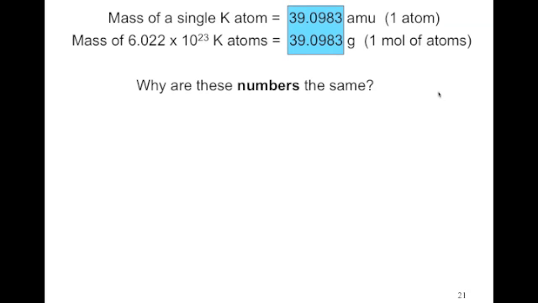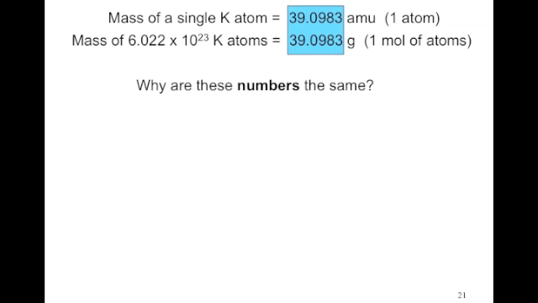So in a previous slide we mentioned that the number associated with the mass of a single atom, and the mass of 6.022 times 10 to the 23rd atoms, gives the same number, but in different units. So we want to address the question now: why are these numbers the same? Well, they're not the same by accident. It's based on the way we defined mass.